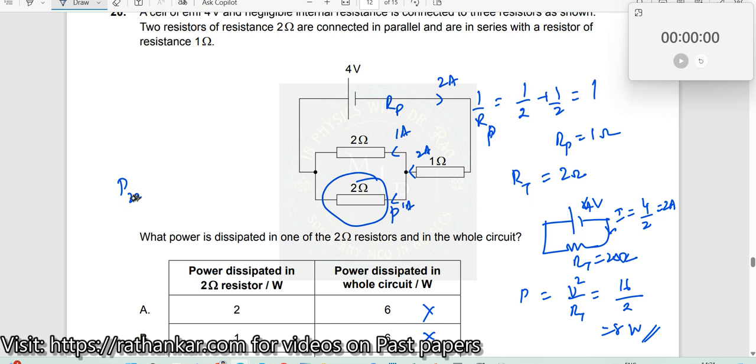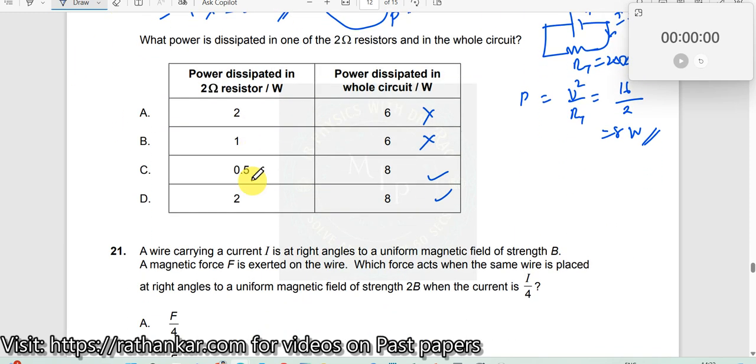Power across the 2 ohm is equal to how much? I squared into R, right? What is I square here? I square is 1 square multiplied by R is 2. So this should be totally 2 ohms over here. So the answer is, sorry, 2 watts. So one should be 8, other should be 2 watt. 8 and 2 watt. So answer is D. D is correct.